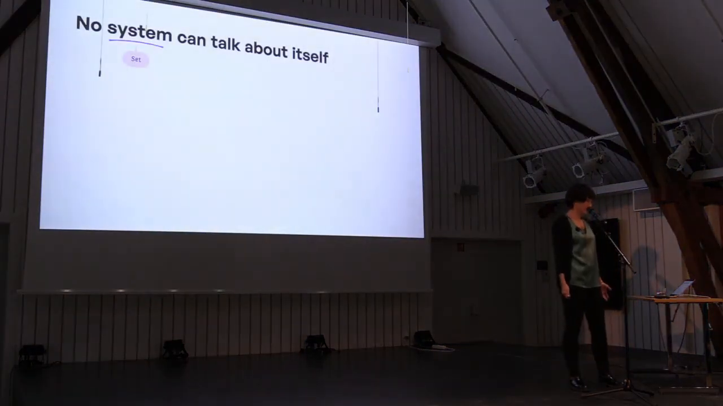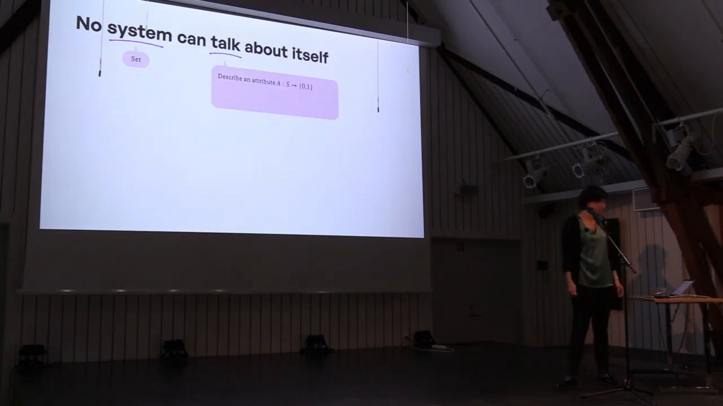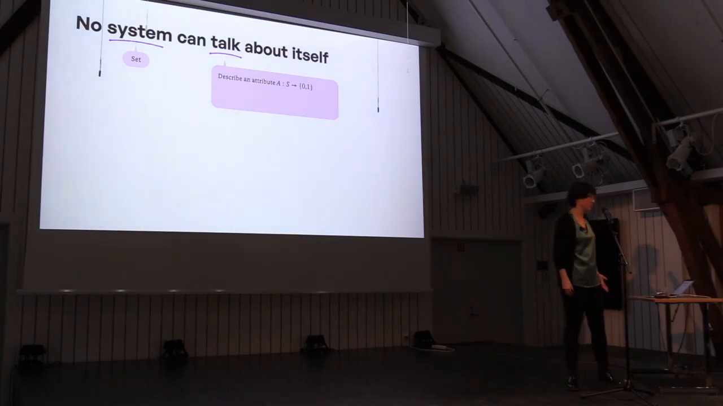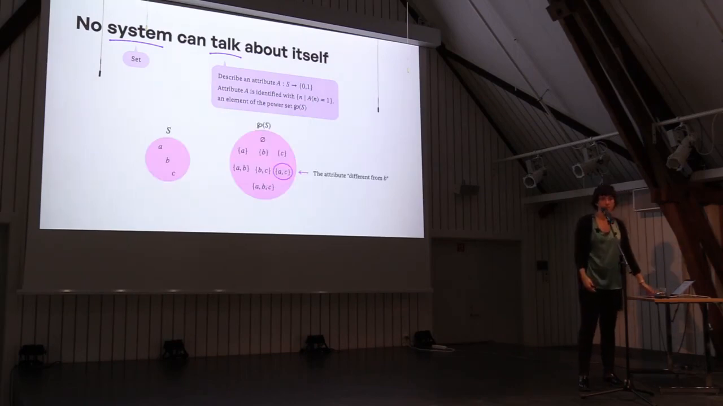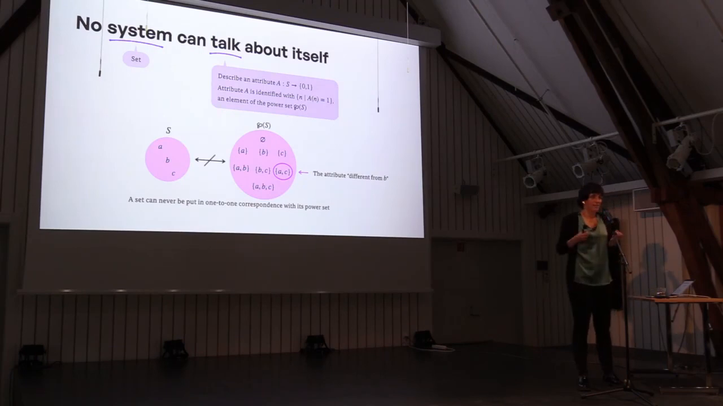So by system, take a set, and by talk, describes an attribute, which is, say, binary. So a map from the set to {0,1}, which can be identified with its extension. I don't know how you call it, like the set of elements where it is true, so which is an element of the power set. Like for finite sets, that would be the case. Okay, a set can never be put in one-to-one correspondence with its power set.